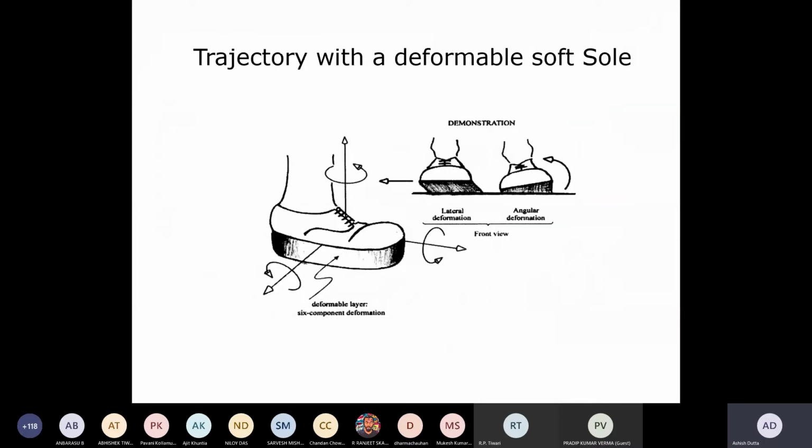Now moving on from here, we tried to look at the effect of putting soft material on the sole of your feet. Now, if you look at the sole of your feet, there is a lot of soft tissue. Plus, in our shoes, there is a soft sole. So when we are walking, this softness or flexibility has a large role to play from the dynamics point of view and from the safety point of view.